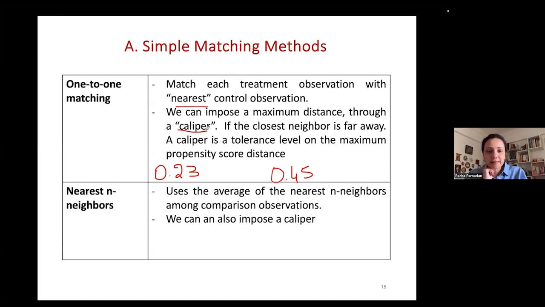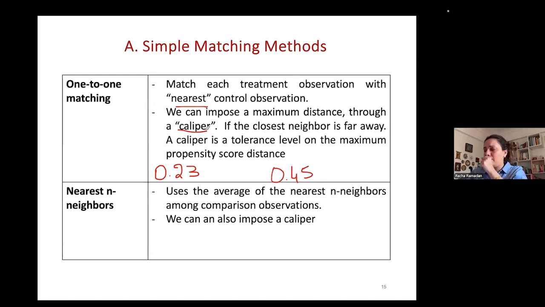So you can simply specify to STATA to find the nearest p-score value of the control group to match with the treated individual. For each individual, you will have to look at all the p-score values of the control individuals and match them together. But you can also specify a caliper, a specific maximum distance that we should not go beyond to make the match. Okay, so this is the first one.